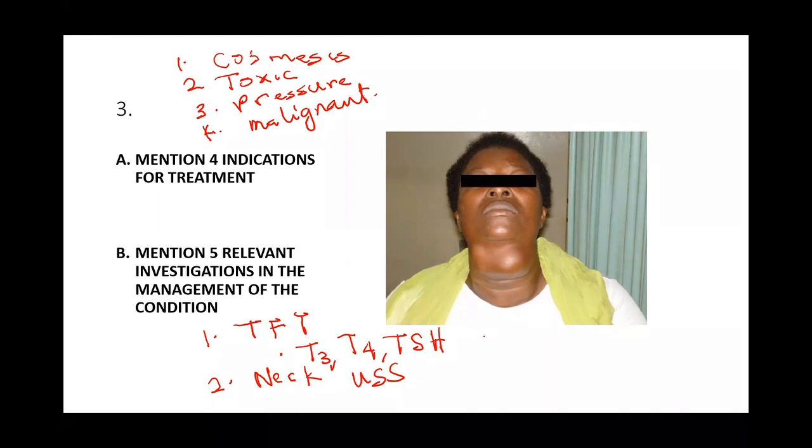Number three, you want to do a neck X-ray. You want to do an AP view, anterior posterior view, and a lateral view. The anterior posterior view, you will see a soft tissue shadow. You will take note of trachea deviation, whether this trachea is centrally placed or it is deviated.